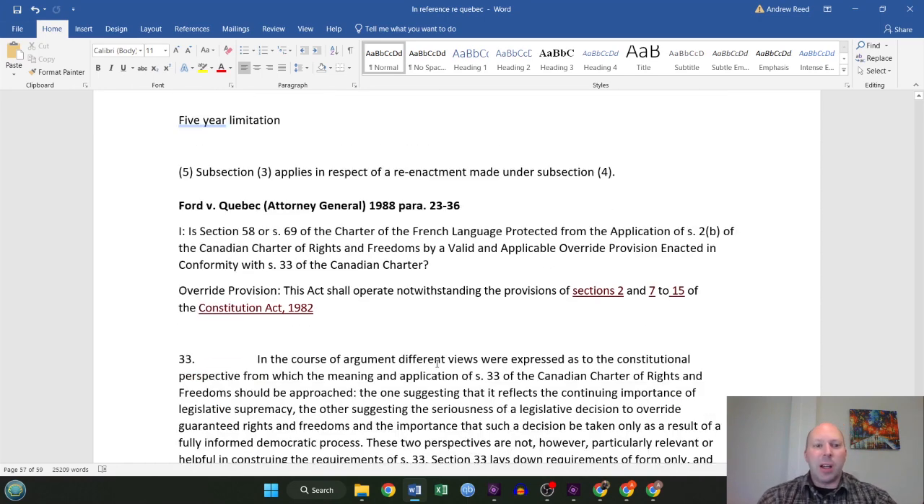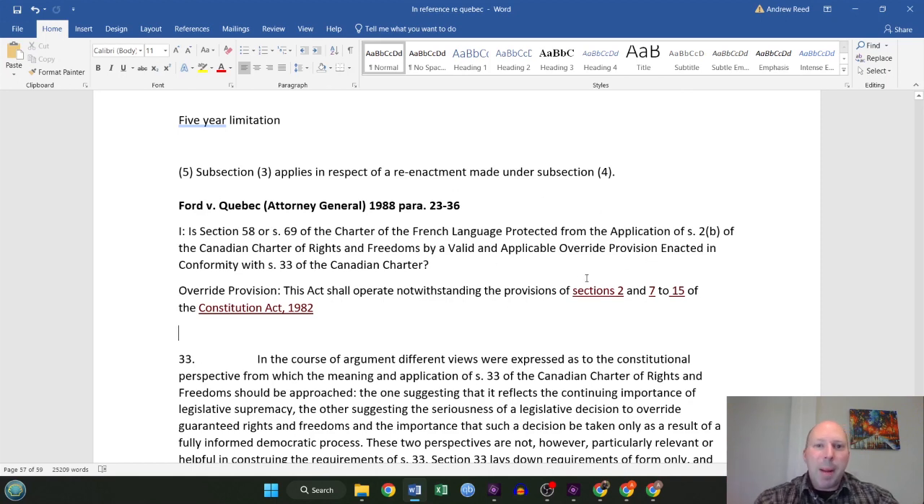So the case cited here is Ford v. Quebec, but it's limited to paragraphs 23 through 36. The issue in this case is: is section 58 or section 69 of a particular act called the Charter of the French Language protected from the application of section 2B of the Canadian Charter of Rights and Freedoms by a valid and applicable override provision enacted in conformity with section 33 of the Canadian Charter?